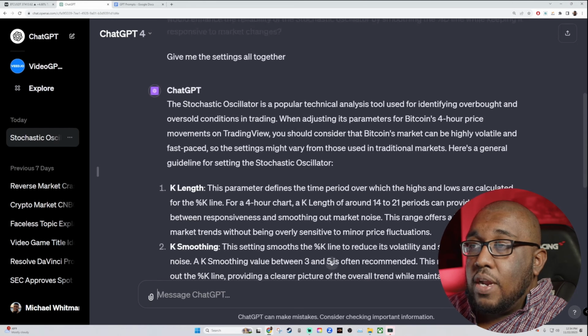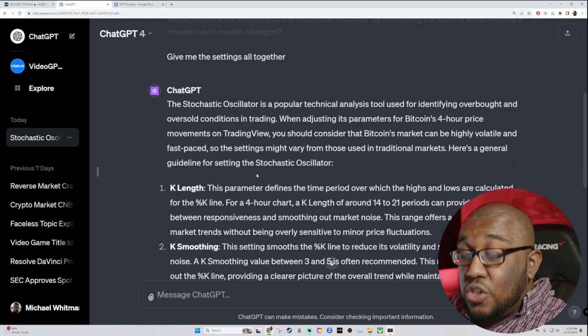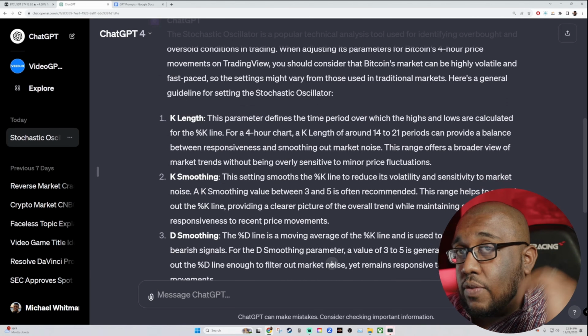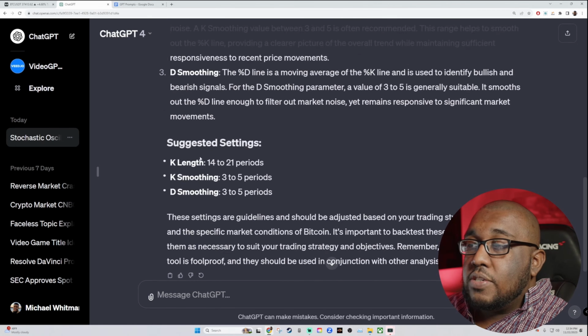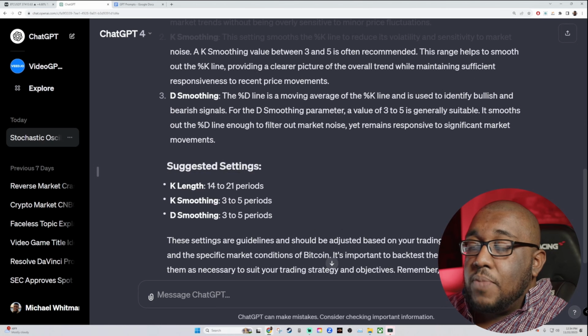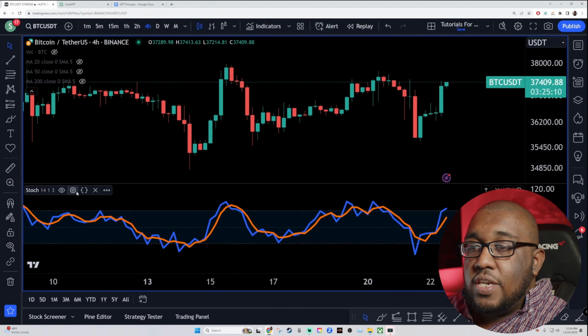But if you want to have more specifics, which I guess you guys should want to have, especially if you guys aren't at that level of full-time investor yet, you guys are going to be reading a lot of this stuff as well. But for now, it gives us a few opportunities. K length 4 to 21, K smoothing 3 to 5, and D smoothing 3 to 5. So right now, I'm probably just going to go 21, 5, 5, and let's see if that changes anything here.